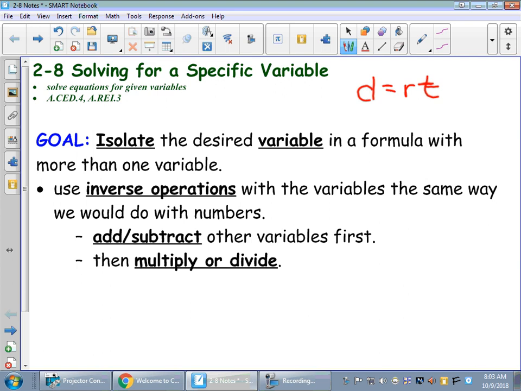So the desired variable is the one that they want you to isolate. They'll state, I want r by itself or t by itself. You want to get the variable alone. That's what isolate means. To do that, you're going to use inverse operations with the other variables the same way we would do that with numbers. So if we're adding a variable, then we'd subtract it. You want to take care of the addition and subtraction first, and then do the multiplication and division if you need to, if there's multiple steps.